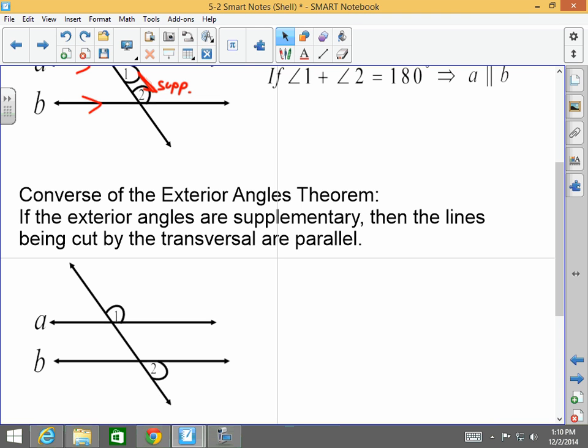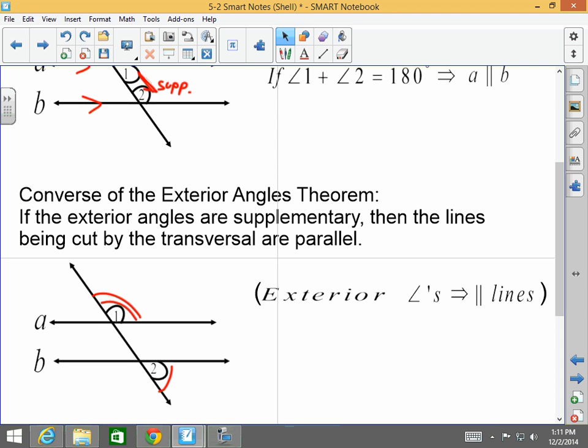And similar to that, this is not alternate interior angles, guys. This is a new one for you. This is the converse of the exterior angles theorem. Not alternate exterior, but just exterior angles. Now you may be looking at that saying, go, Mr. Morrow, it's the F. No. This here's the underbelly. This is the top side. They're not congruent. These are supplementary. If the exterior angles are supplementary, then the lines being cut by the transversal are parallel.